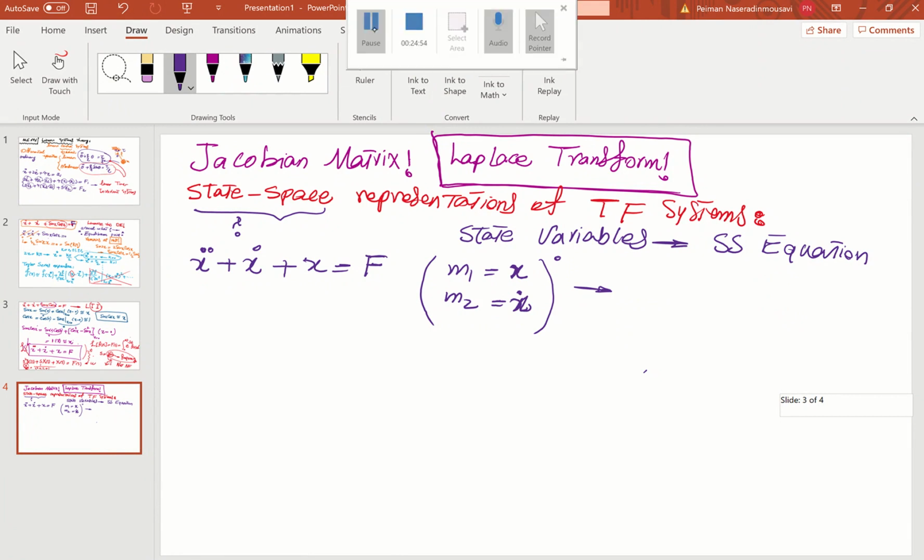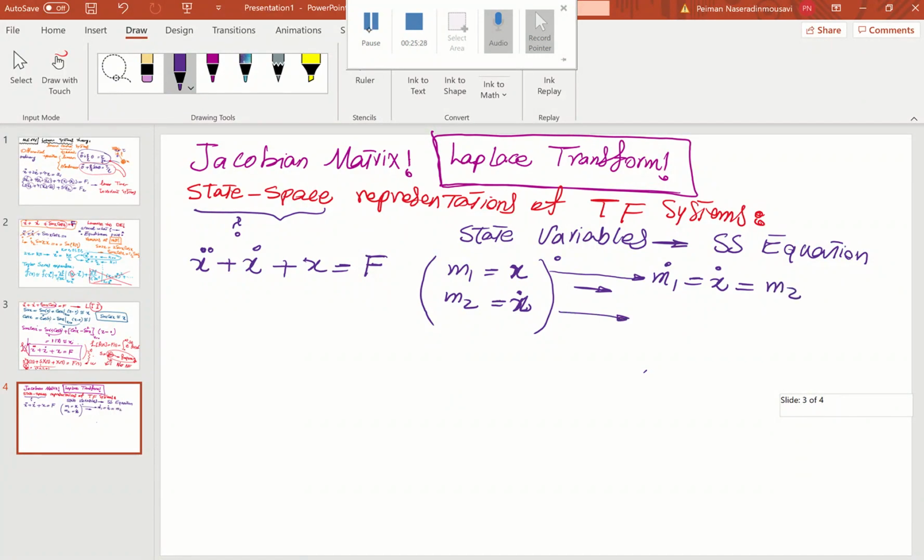Okay, so you're going to have x dot is equal to, okay, now it's fixed. The pen has some trouble. So m dot 1 is equal to x dot. That's right. See from this line. So x dot, as I defined, is how much? Is m2.